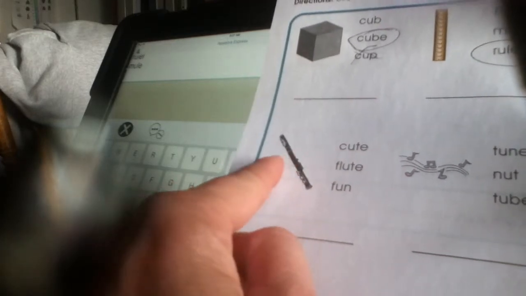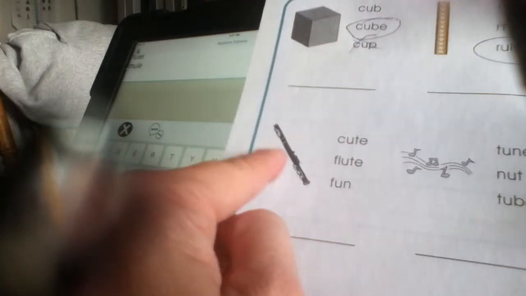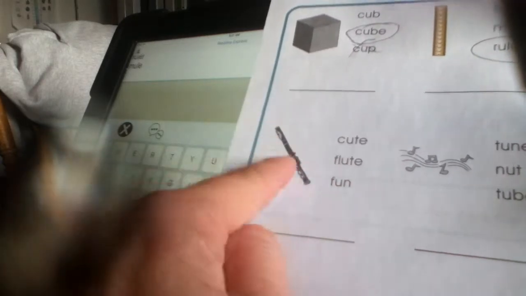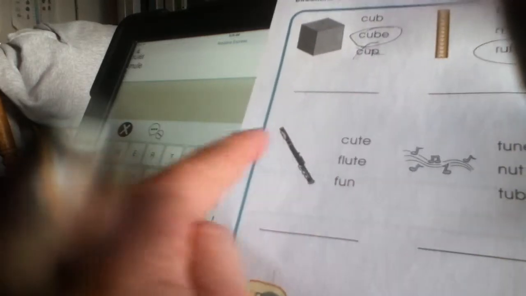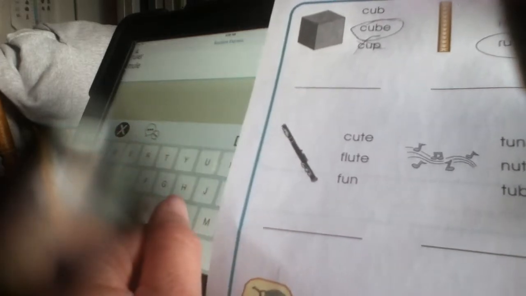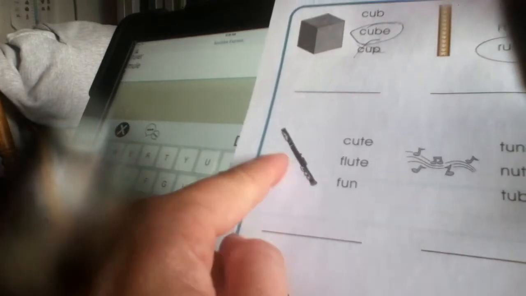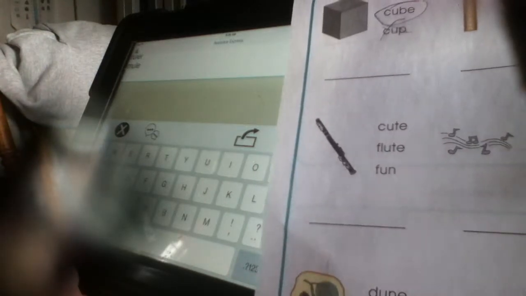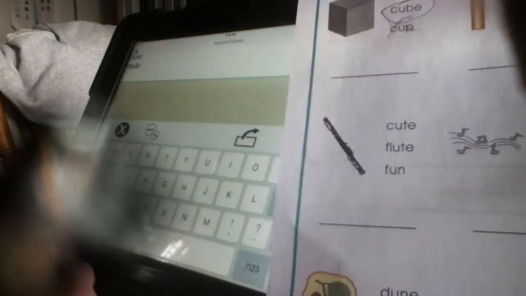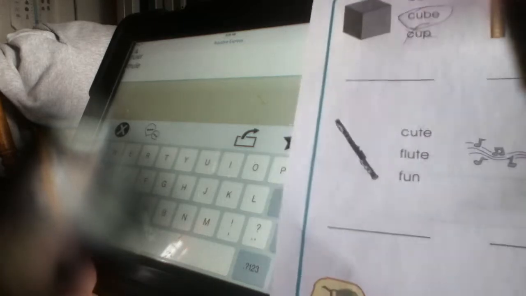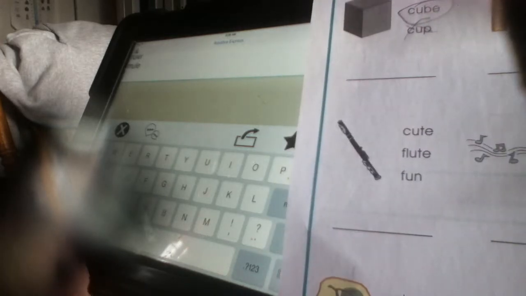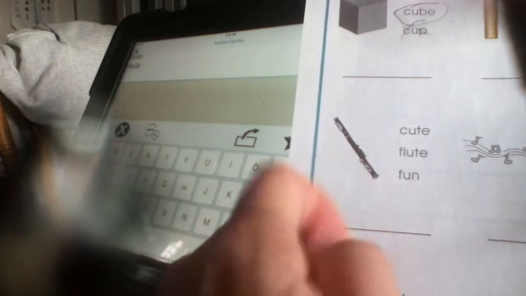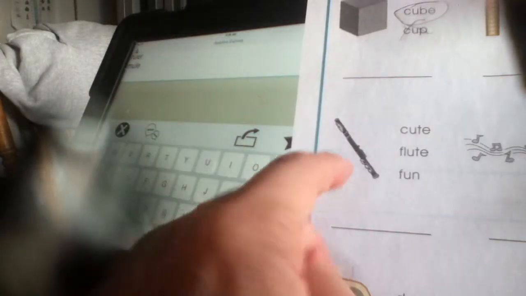Oh, is this a cute, a flute, or a fun? What is that? It's a what? I don't know what you're saying. Come sit down. Not very effective. Sit down. This was even hard for me to see. No, sit down.